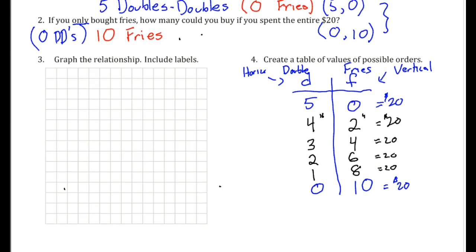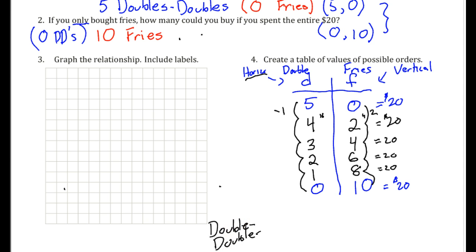So, general rule, if you don't see a pattern in your table, you're not going to see a pattern on your graph. If you see a pattern here, like these are going down by 1 while these are going up by 2, and that happens every single point, you probably have a good graph to work with. So let's do this. Do you want to put the double doubles on the vertical or the horizontal? Well, probably on the horizontal just because we have them on the left. So go ahead and label it. Okay. And then fries will be on the vertical.